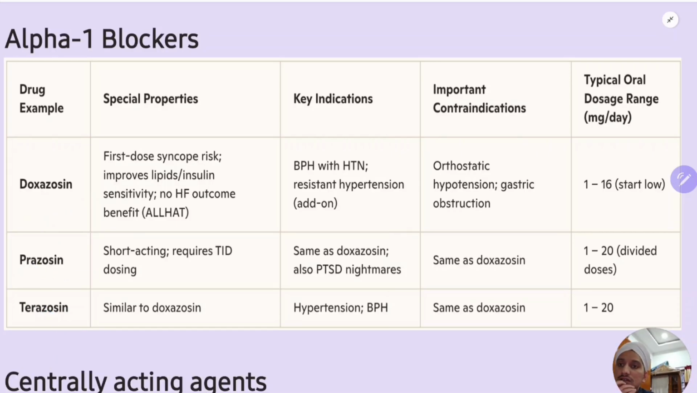Okay, so special properties. It can have all these Alpha-1 blockers. They are given at night to reduce the risk of first dose syncope. You give the first dose, the patient can collapse. That is known as first dose syncope. So risk of first dose syncope, but improves lipids and insulin sensitivity. So this favors its use in patient with diabetes mellitus, CKD, hypertension, dyslipidemia.